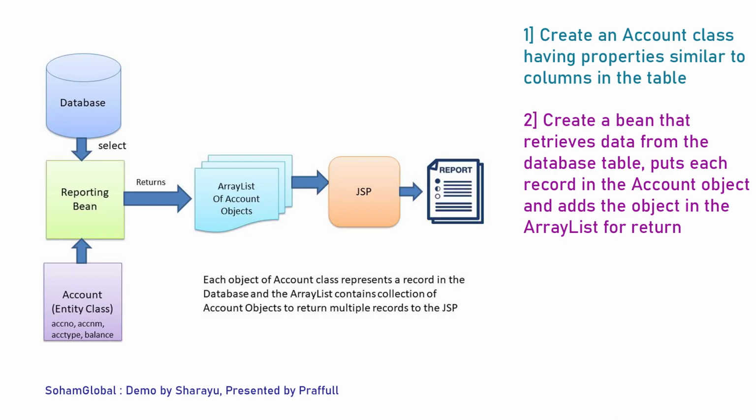In the second step, in which we will be actually creating the bean that we want to teach you in this example, is we can call it as a reporting bean, which actually involves all the processing logic for taking data from the database and putting it into an array list will be included in this bean. In this bean, what we will do is we will retrieve data from the database table, and we will put each record of the table into an object of the account class which we created in the first step, and all these objects of the account class we will add it into an array list, and this entire array list will be returned back to a JSP that will hold all the records of the accounts table.